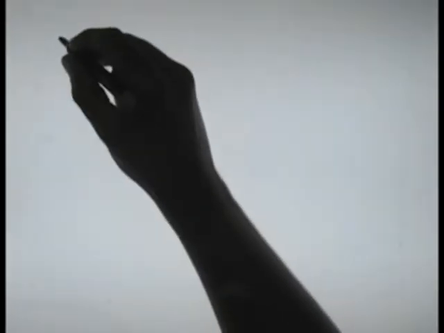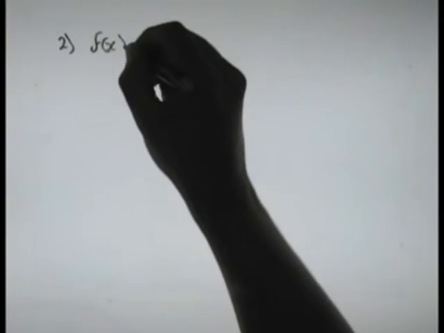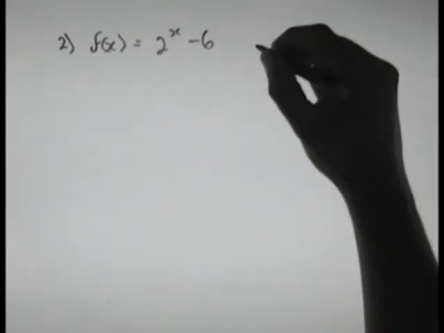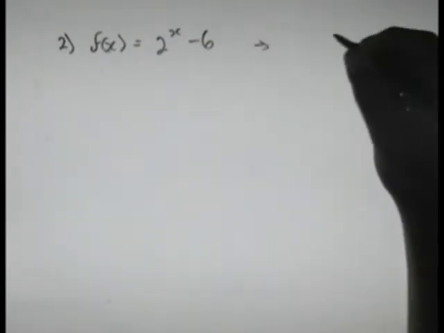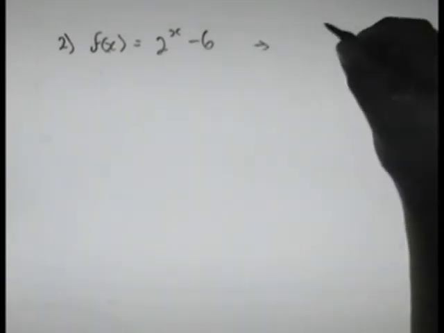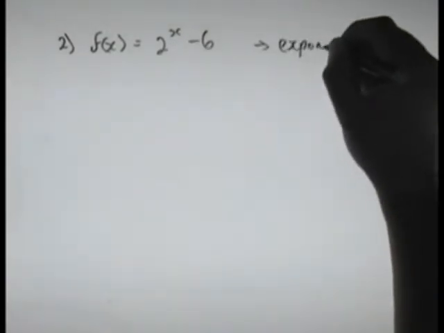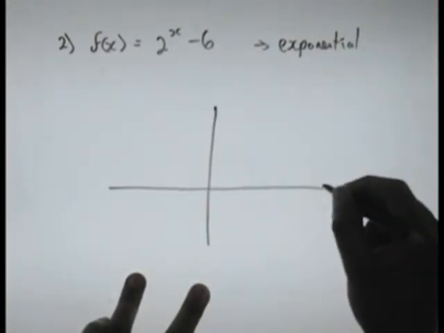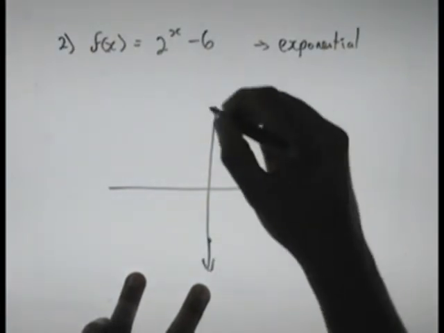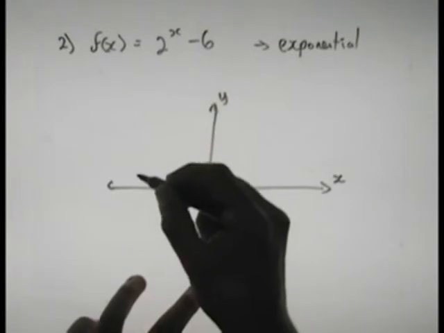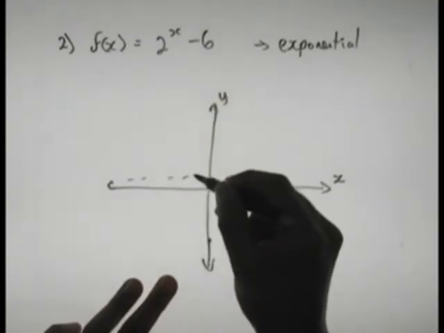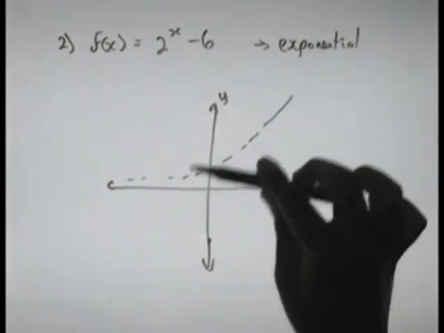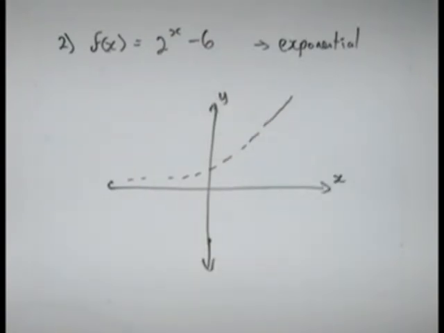The second one I gave you to do read f of x is equal to 2 to the power x minus 6. Start by identifying the shape of the graph. Because x is in the exponent, it means that it's an exponential graph. The standard shape of the exponential graph, that's our x-axis, that's our y-axis, looks like that. Except now we've taken our graph and we've moved it 6 units downward.